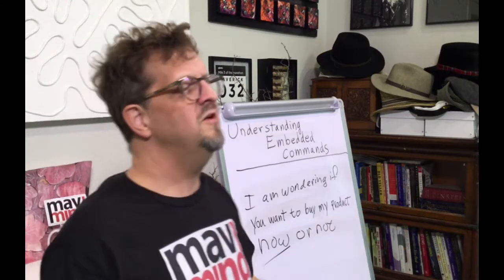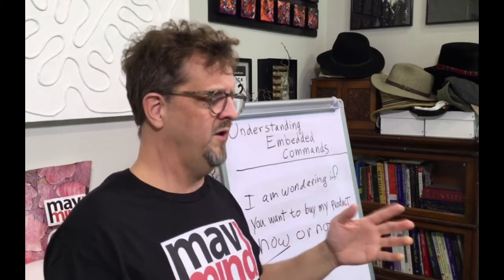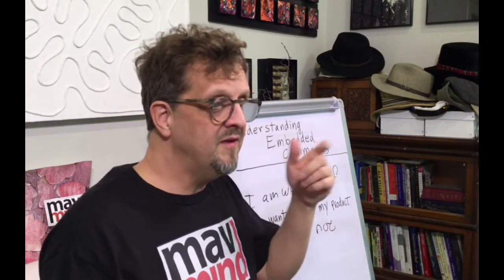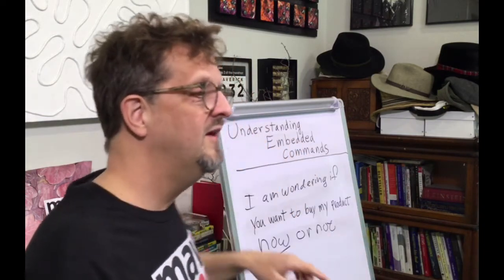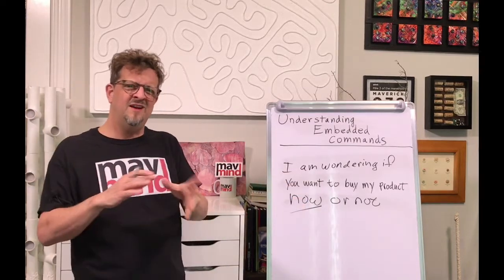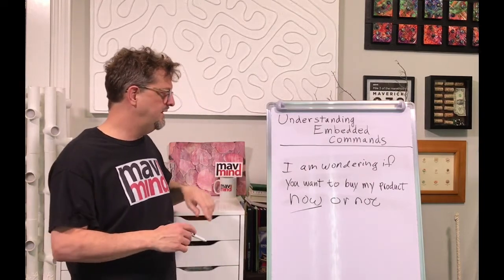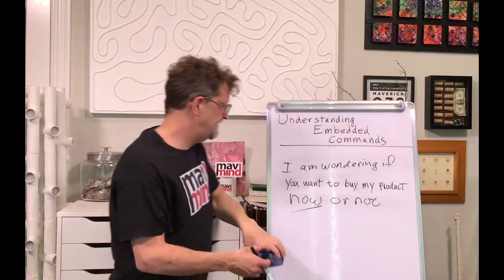All they consciously know is that I changed my pitch and I sounded weird. Like, that was weird how you said that. That's what they might be thinking consciously. But subconsciously, they're going to hear "buy my product now" in there. So that's the secret way to get the command into the subconscious by embedding it in there.